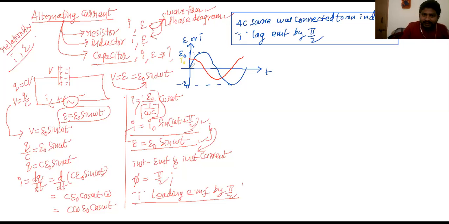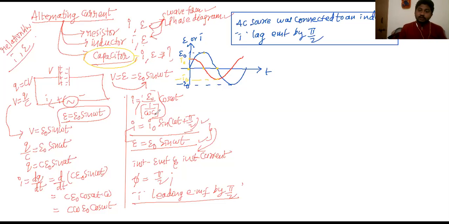So when the instantaneous EMF is 0, the instantaneous current is maximum. And when the current is 0, the instantaneous EMF is maximum. In this way it goes. Again, when the instantaneous EMF is 0, you see the current value at this point is the negative maximum, minus I naught. So this is the waveform graph of E and T or I and T, when the AC source is connected to the capacitor. No confusions.